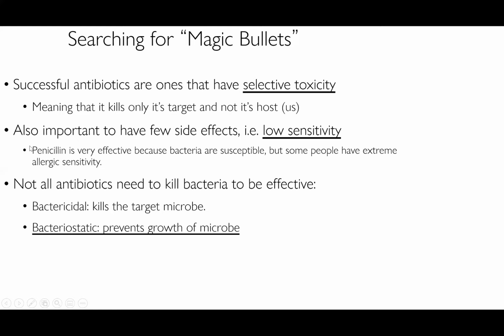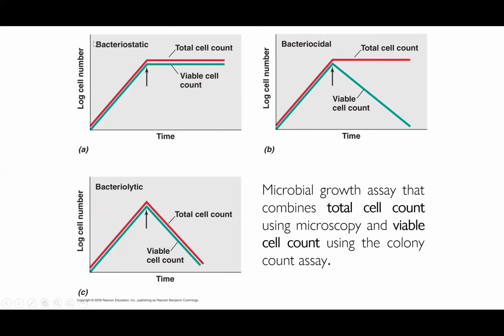That being said, not all antibiotics need to kill bacteria to be effective. So there are two classes of antibiotics. They include bactericidal ones, which kill the target microbe, as well as bacteriostatic ones, which prevent the growth of microbes. What this looks like, if we have a bacteriostatic infection, is that we have the total cell count, say in a culture, and then we have the viable cell count, which simply means the number of bacteria we can then reculture from this culture. Total cell count is determined by something like microscopy, and the viable cell count is determined by counting colonies after you plate them out.